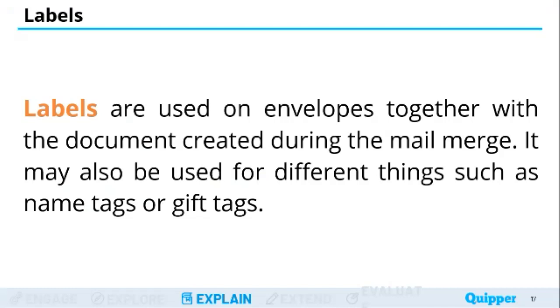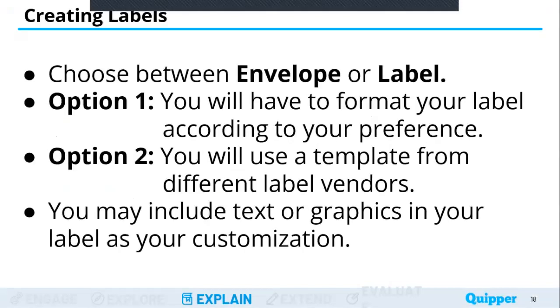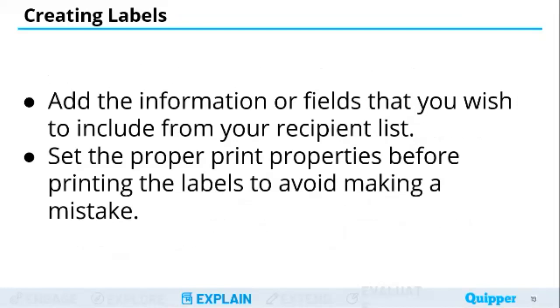Labels are used on envelopes together with the document created during the mail merge. They may also be used for different things such as name tags or gift tags. So choose between envelope or label. Option 1, you format your label according to your preference. Option 2, you use a template from different label vendors. Then you may include text or graphics in your label as customization, and add the information or fields that you wish to include from your recipient list. Then set the proper print properties before printing the labels to avoid making a mistake. Okay.